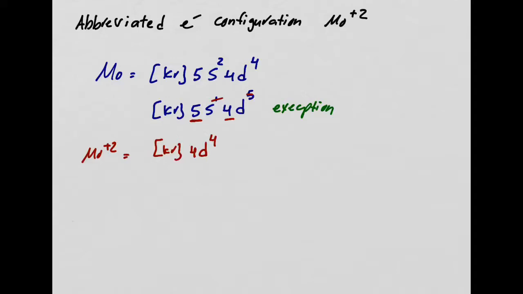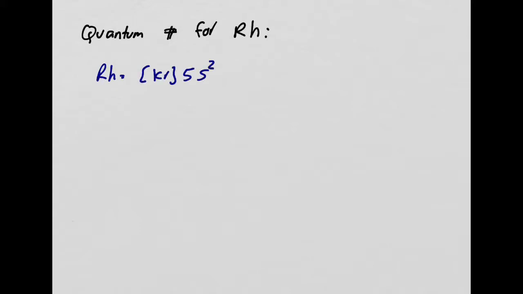Here's our next problem. Let's do quantum numbers for Rh. Again, pause my video and do the quantum numbers for Rh. Okay, so write the abbreviated electron configuration for Rh, which would be Kr, 5s2, 4d7. Now, quantum numbers are for the last electron you put down.